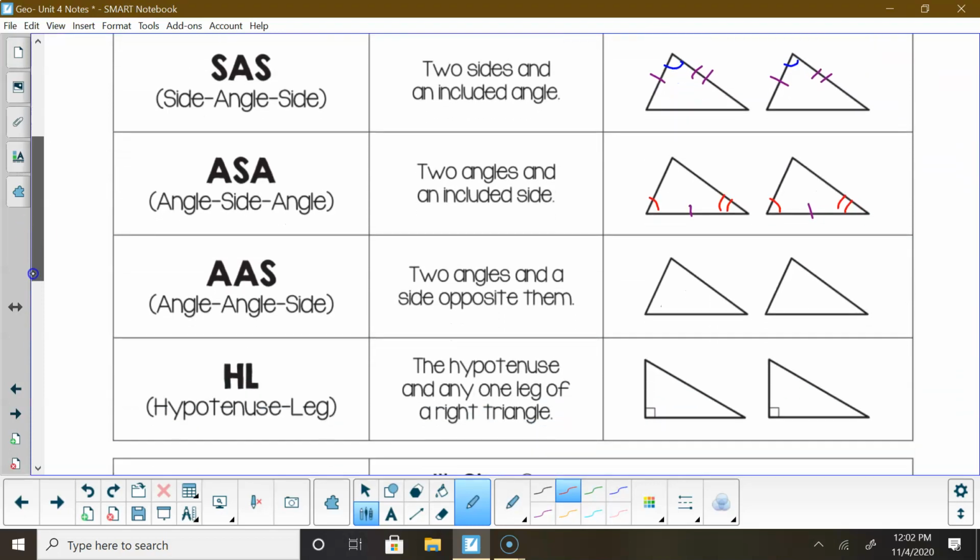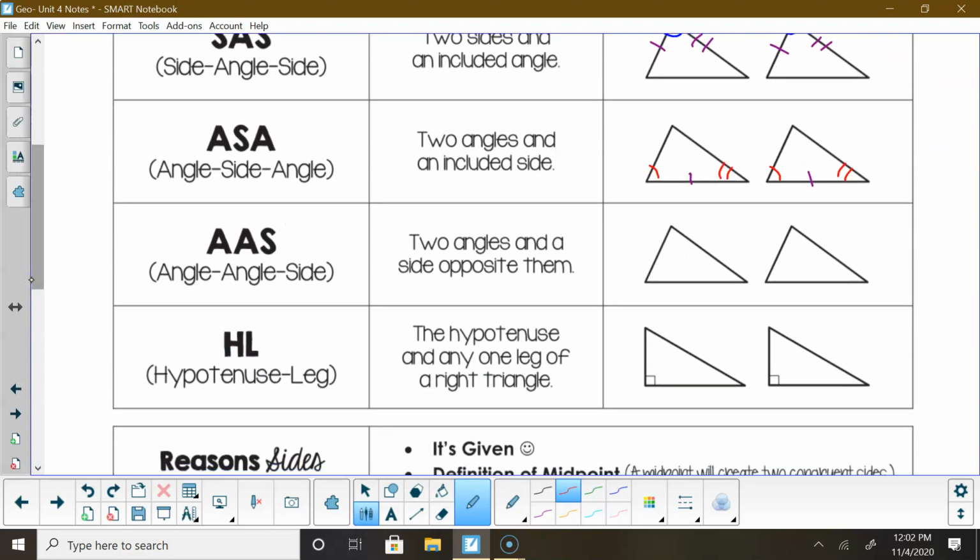Angle, angle, side. Angle 1, angle 2, and then a side comes after.